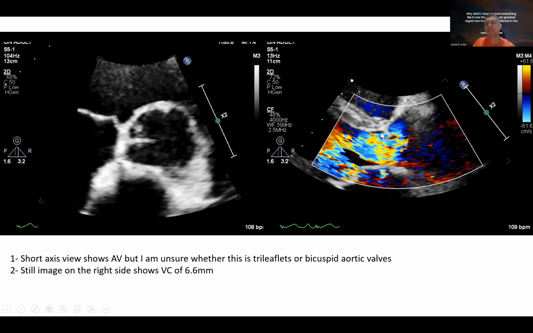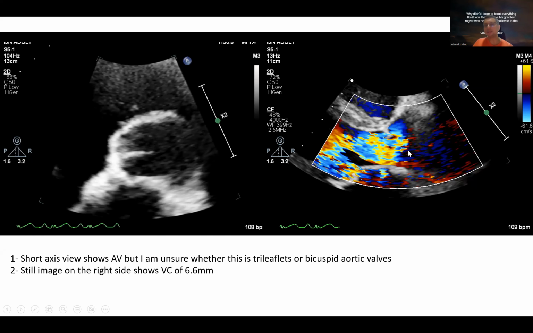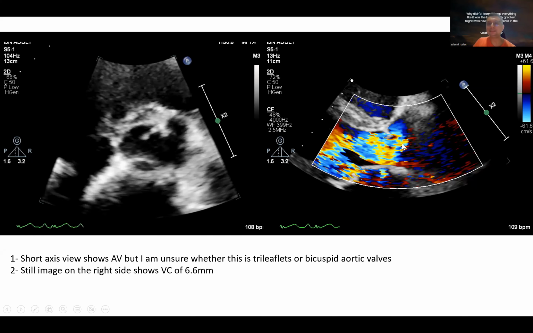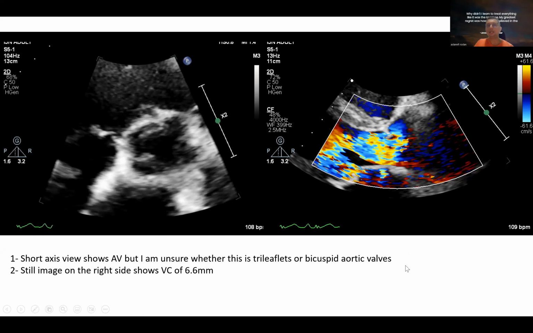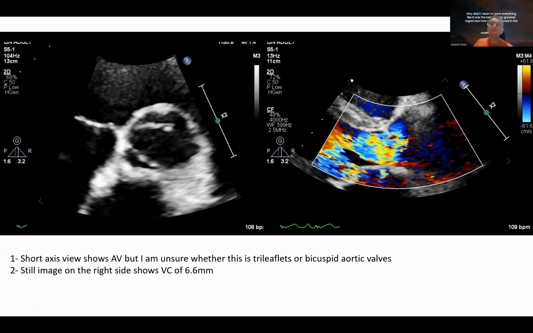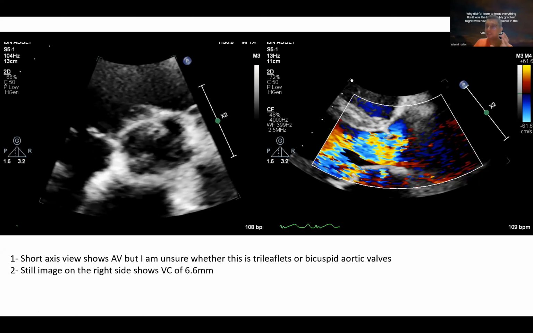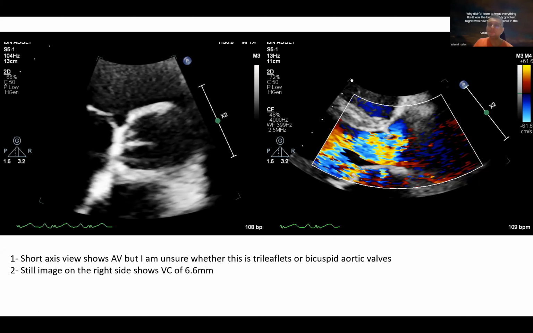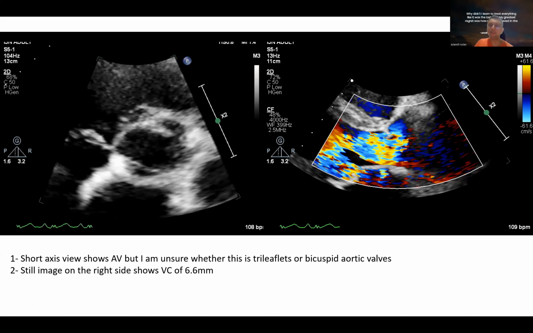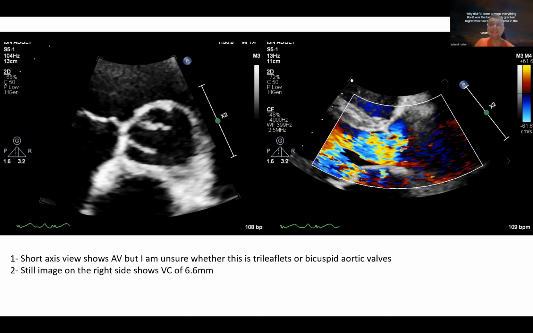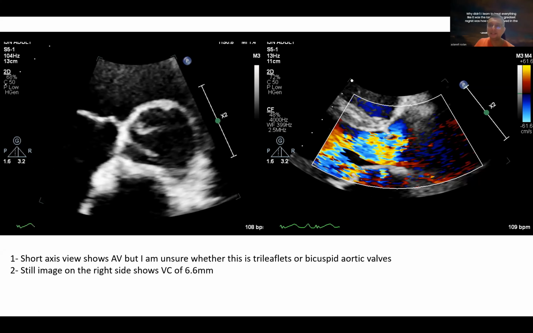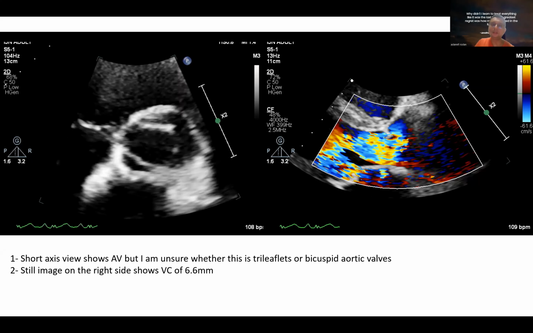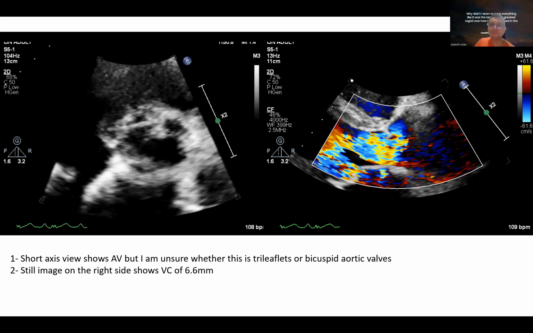So this is a still image of the aortic regurgitation, and we measure the vena contracta here, which is the narrowest point, which is 6.6 millimeters. Anything that is above 6 is considered severe. So I just wanted to remind you, for aortic regurgitation, the parameters for severe aortic regurgitation are vena contracta that is more than 6 millimeters, effective regurgitant orifice area that is more than 0.3 centimeter square, and regurgitant volume that is more than 60 mL. Other supportive findings, and two of the most important, are holodiastolic flow reversal in the descending aorta, and also holodiastolic flow reversal in the abdominal aorta.